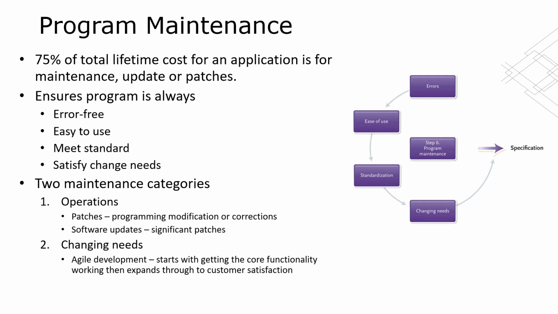There are two maintenance categories. The first one is operation. It could be in a form of patches or software update. And the second maintenance category is changing needs. When the need is changed, usually programmer will apply what we call agile development. It starts with getting the core functionality working, then expand through to customer satisfaction.